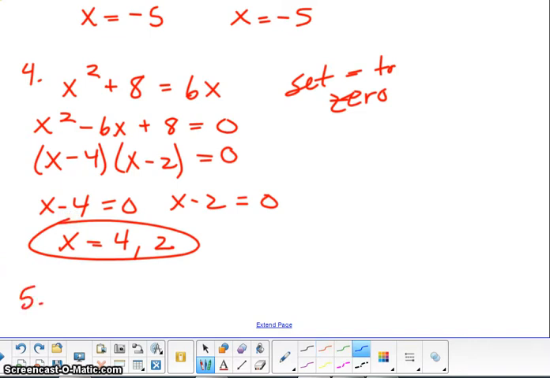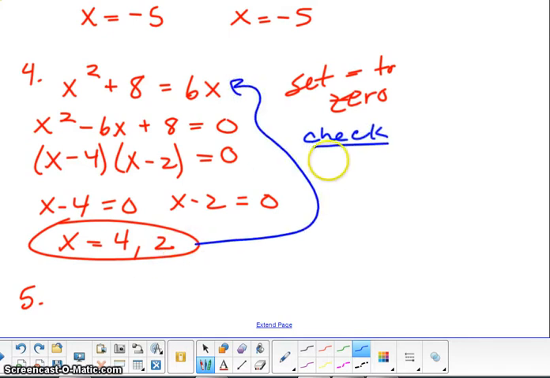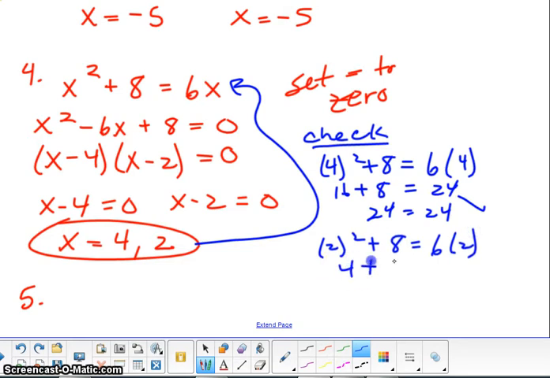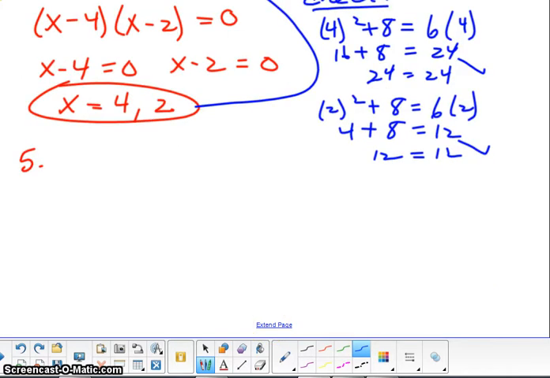Before we go on to number 5, I want to show you how you can check your answer. For example, you go way back to the original, so it would be 4 squared plus 8 equals 6 times 4. So that's 16 plus 8. This is 24. And since we have a match on both sides, we know that 4 is a correct answer. Same thing with 2. If I take 2 and plug it in everywhere I see an x, I get 4 plus 8 on the left side. And because they both equal 12, I know that that one also works. So there's always a way to check your answer.